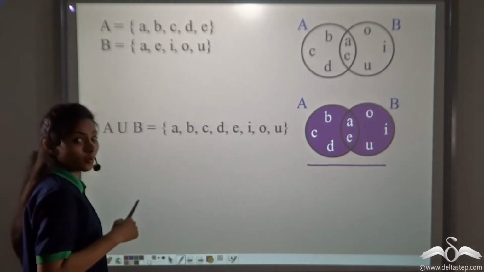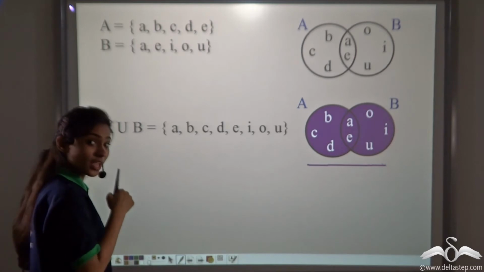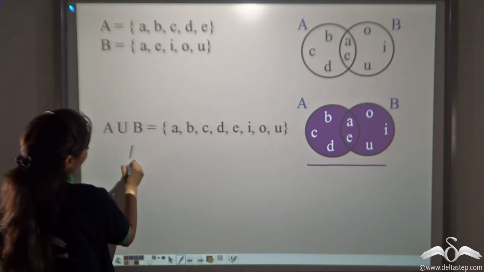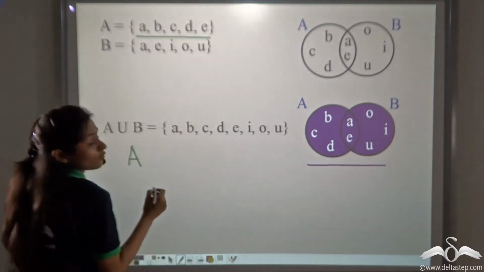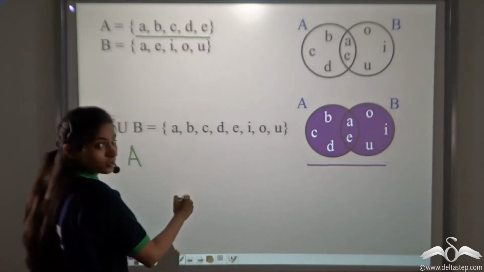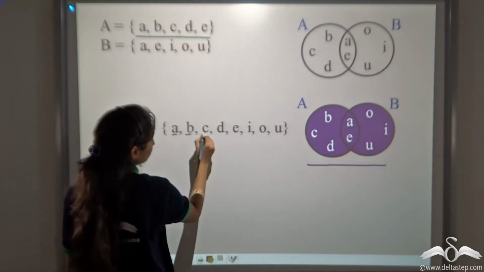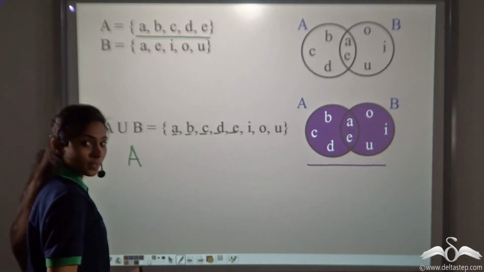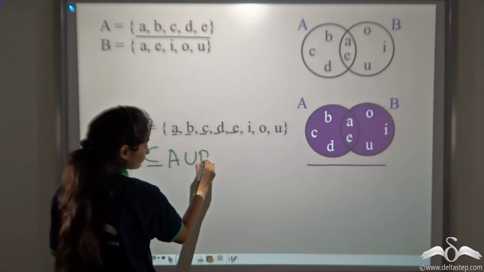Now let's check what we had checked for our team. We had checked whether A was the subset of A union B. So here, let's check. A. What is A? A, B, C, D and E. For a set to be a subset, each element of A should be there in this set. Check. A, B, C, D and E. Well, all the elements of A are present in the set of A union B. So we can say that A is a subset of A union B.